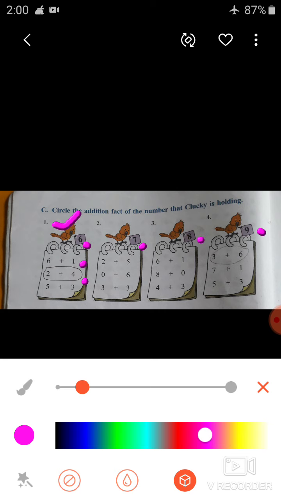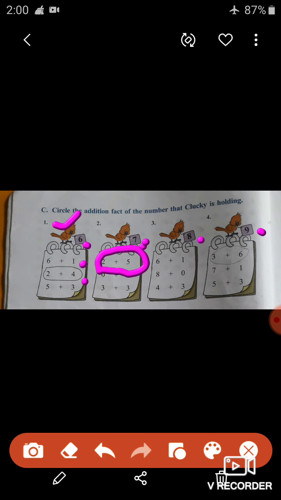In the second, Clucky holds the number 7. So students, let's look at the clues. 2 plus 5. So students, when we add 2 and 5, we get the number 7. So we have to circle 2 plus 5. We get the sum 7. Okay. Now the next number is 8. So students, here Clucky holds the number 8. So let's do this.